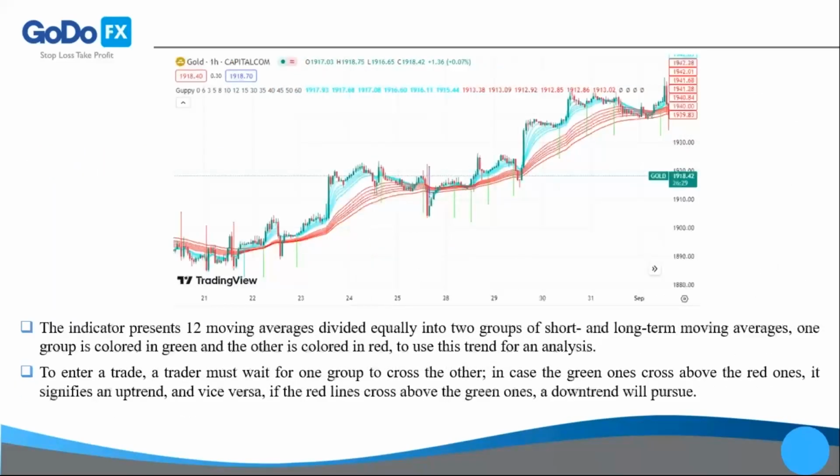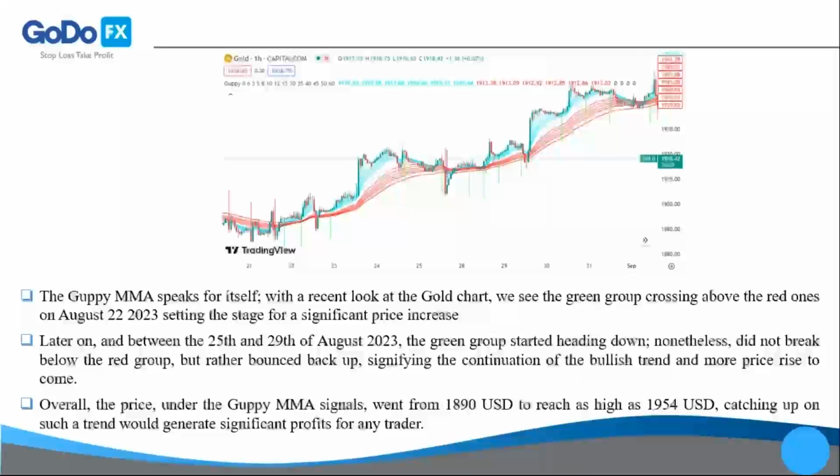So the indicator presents 12 moving averages divided equally into two groups, 6 short-term moving averages and 6 long-term ones. One group is colored in green and the other in red to use this trend for an analysis. To enter a trade, a trader must wait for one group to cross the other. In case the green ones cross above the red ones, it signifies an uptrend and vice versa. If the red lines cross above the green ones, a downtrend will pursue. The GMMA speaks for itself.